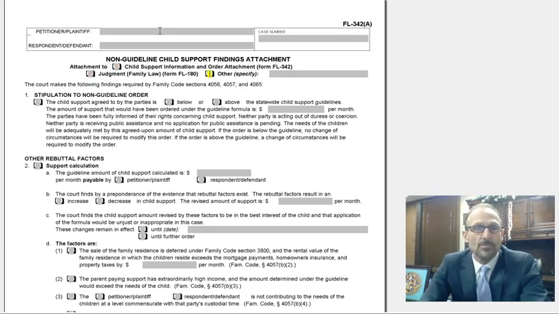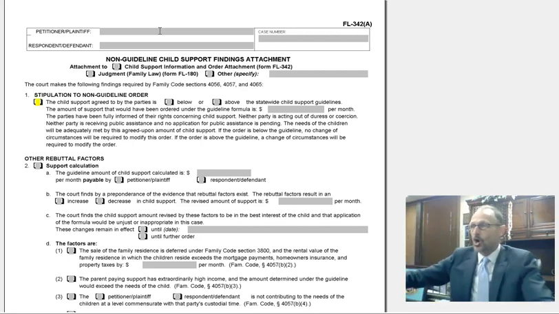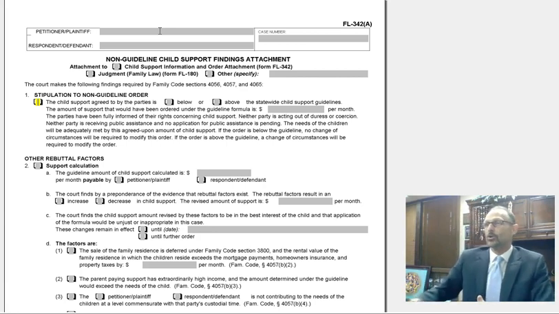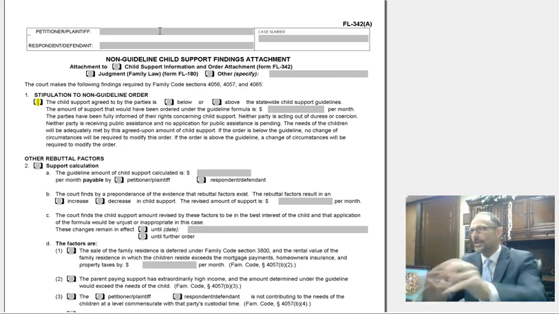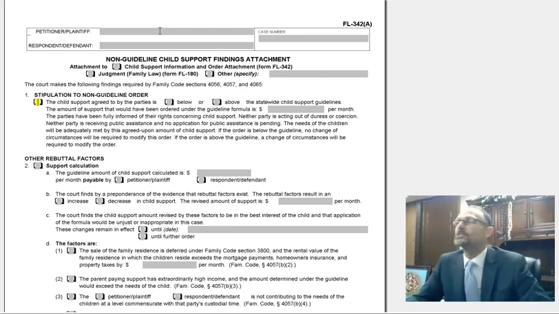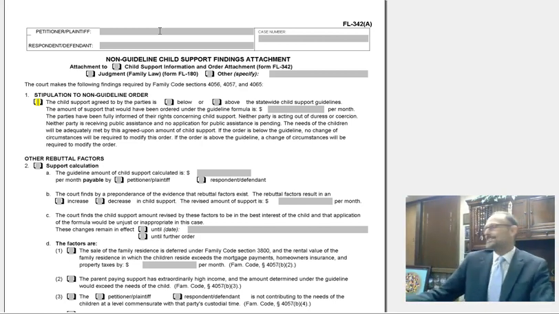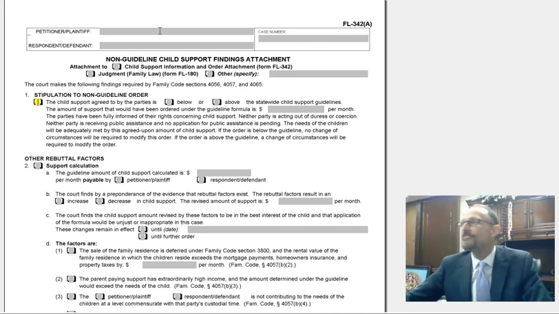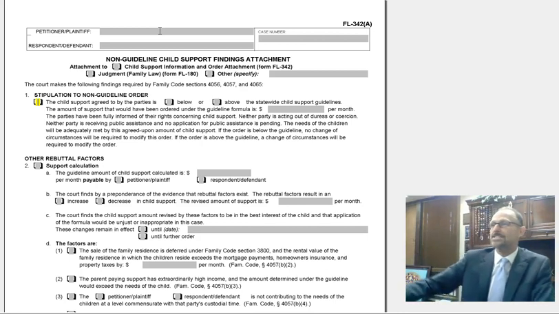All right, folks, moving down. Stipulation to non-guideline orders. So if you guys are agreeing to a number that's other than guideline, either higher than guideline or lower than guideline. Let me be specific. Let's say you run all the calculations and the guideline child support amount comes out to $863 per month. But let's say dad's paying child support, and dad says, I don't care about that number. I'm willing to pay $1,000 a month. Let's just make it $1,000 a month. That's an above guideline child support order. You need this attachment, and you're going to fill this out accordingly.